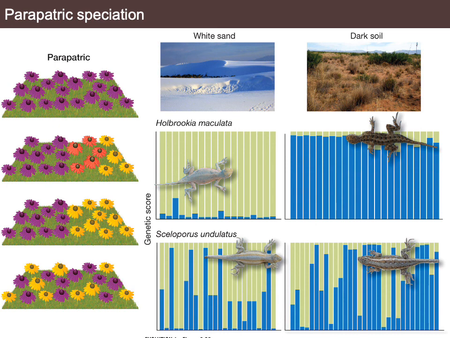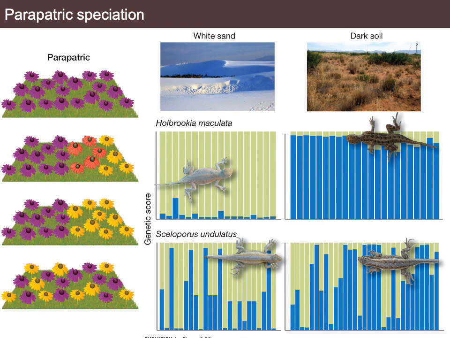And as they've done so, you can imagine dark lizards that go to the white sand area and white lizards that go to the dark soiled areas. They don't do so well. And so selection has favored individuals that stay in their areas. Their fitness is higher if they reproduce with individuals in their same areas with their same coloration.